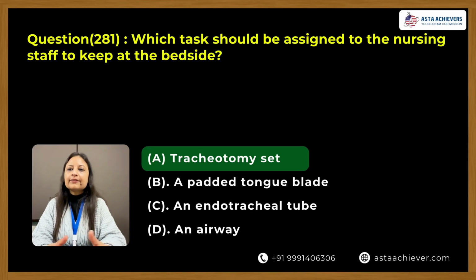Question number 281. Which task should be assigned to the nursing assistant to keep which of the following at the bedside? Option A, a tracheostomy set. Option B, a padded tongue blade. Option C, an endotracheal tube. And option D, an airway. So option A, a tracheostomy set is the correct answer.